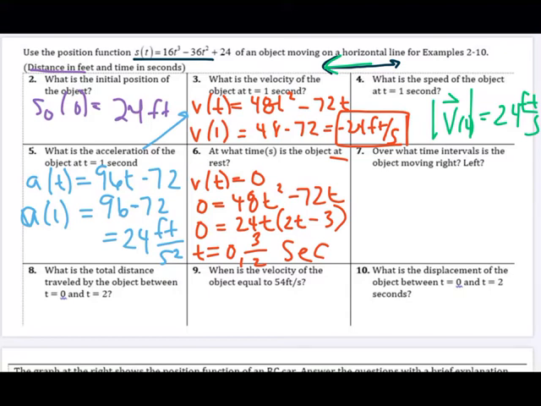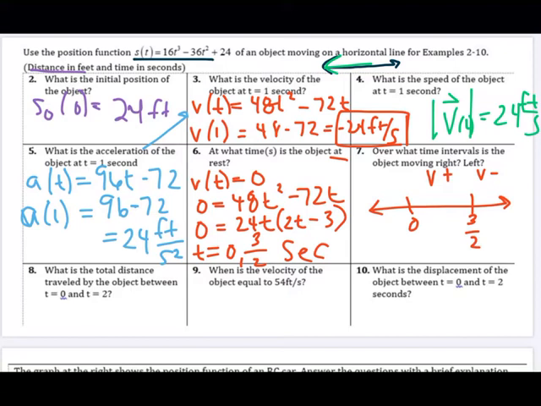7 is asking us over what time intervals is the object moving right, which would mean that the velocity is positive, or left, which would mean that the velocity is negative. So thinking about number 6, what we just figured out is that the 2 times that it's not moving at all are at 0 and 3 over 2 seconds. So really we can just make a sign chart here to figure out what's happening left of 0, in between 0 and 3 over 2, and right of 3 over 2.